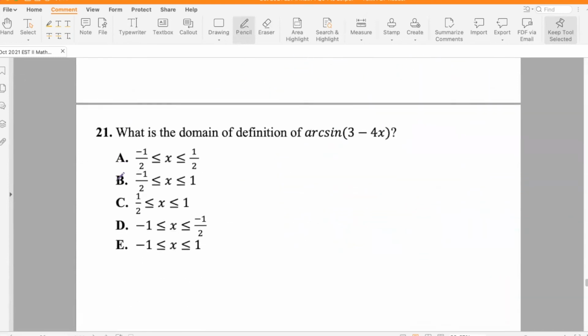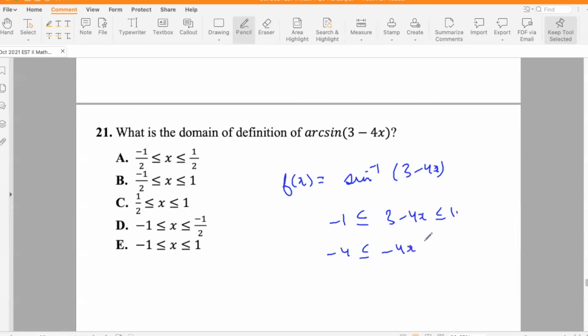What is the domain of definition of sine inverse of 3 minus 4x? Let f(x) be sine inverse of 3 minus 4x. Now, sine inverse is defined between -1 and 1. So -1 is less than or equal to 3 minus 4x, which is less than or equal to 1. So -4 is less than or equal to -4x, which is less than or equal to -2. So 2 is less than or equal to 4x, which is less than or equal to 4. So half is less than or equal to x, which is less than or equal to 1. So between half and 1.